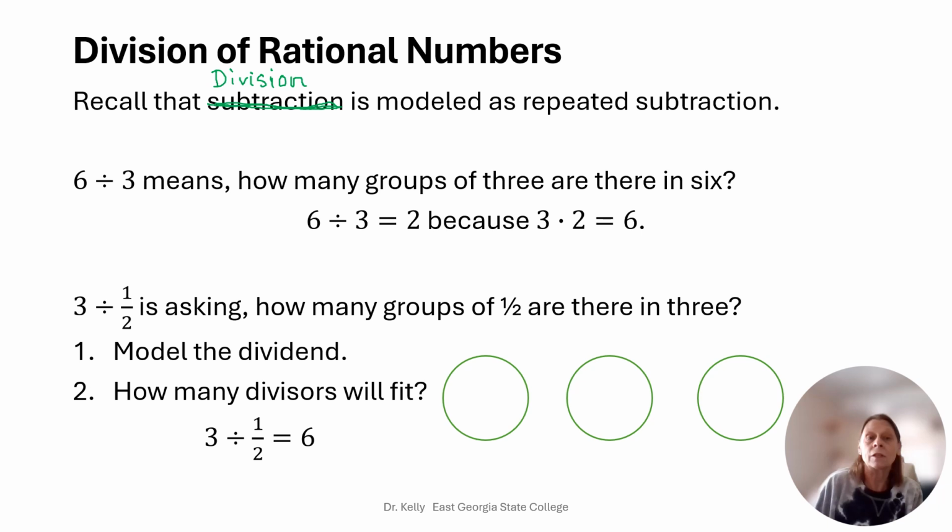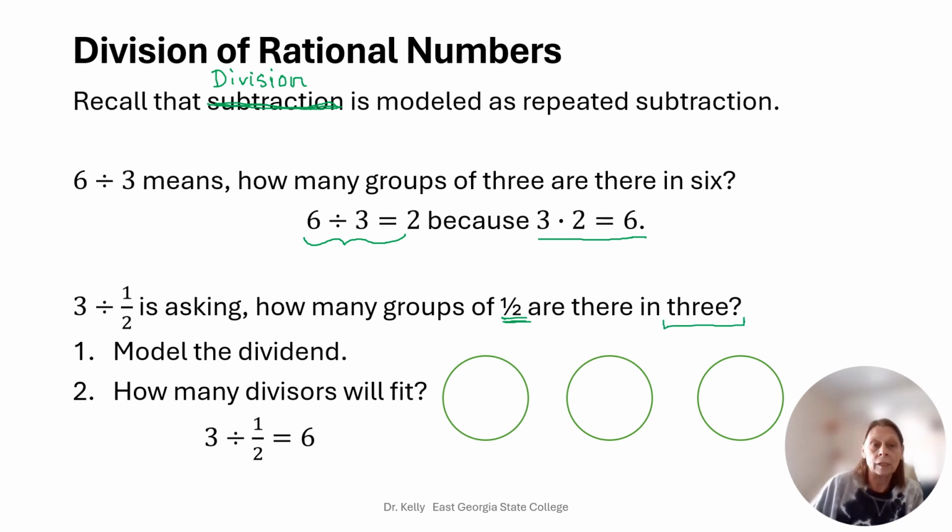Anyway, recall that division is modeled as repeated subtraction. So 6 divided by 3 means how many groups of 3's are there in the number 6? We do know that 6 divided by 3 is equal to 2 because 3 times 2 is equal to 6. So when we're saying 3 divided by 1/2, that means how many groups of 1/2 are there in 3?